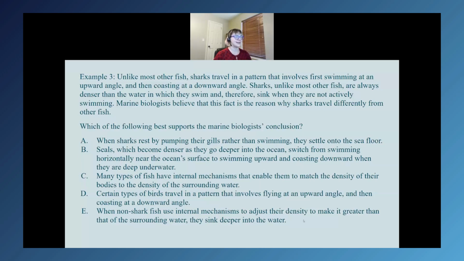So this is just like an example of density functioning as it does. So the best choice here, I'm thinking, is B.